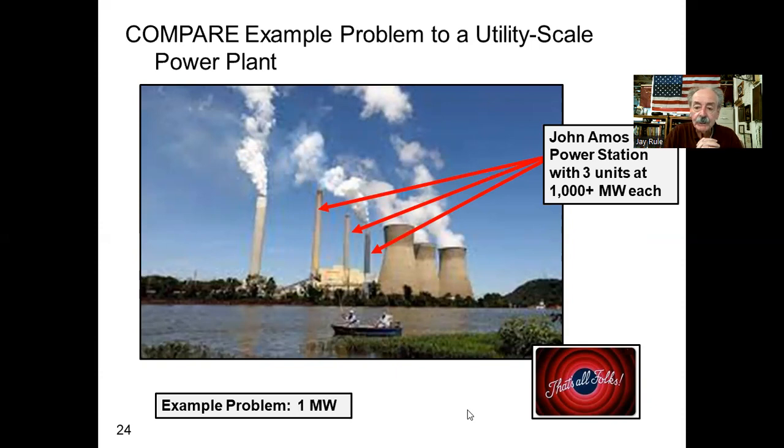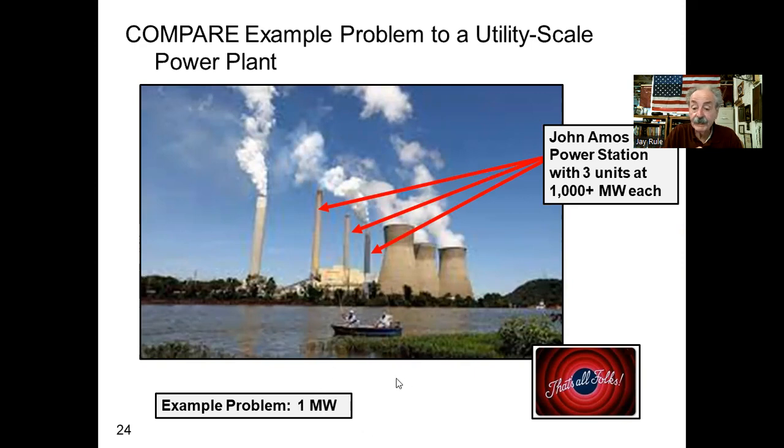Each of those power generation units operates at over 1,000 megawatts each. So in this image, you're looking at 3,000 plus megawatts of electric power generation capacity right there in front of your eyes. This homework problem had a power plant making 1 megawatt. And so to get you somewhat comfortable with units, the homework problem would be a very small version of this power plant.